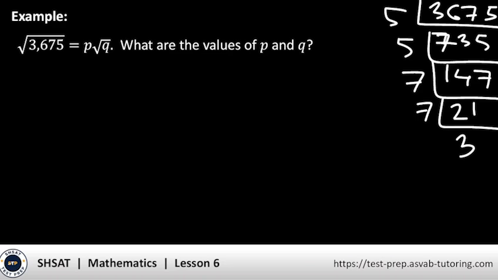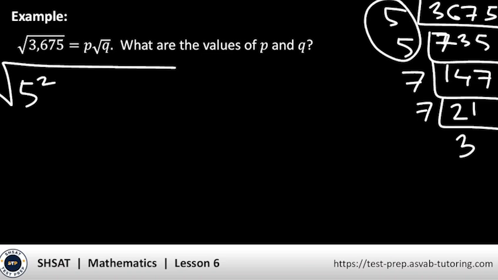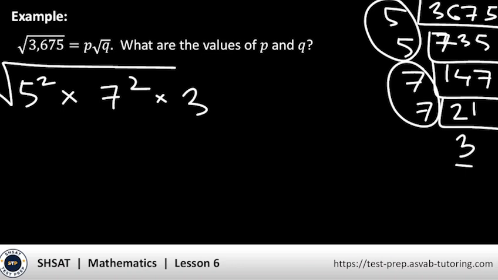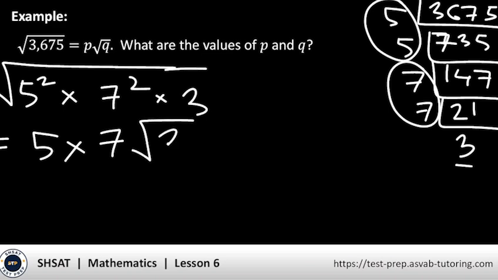All right, let's continue. So in that case, what does root over 3675 give us? It gives us two 5s, so we're just going to write 5 squared. It also gives us two 7s, so we are going to write 7 squared. And it gives us one 3. Okay, so now what? You need to remember that square and square root can cancel each other out. So this square root and this square canceling out gives us 5. This square and this square root canceling out gives us 7. But does 3 have a square? No. So it's just going to be square root of 3.